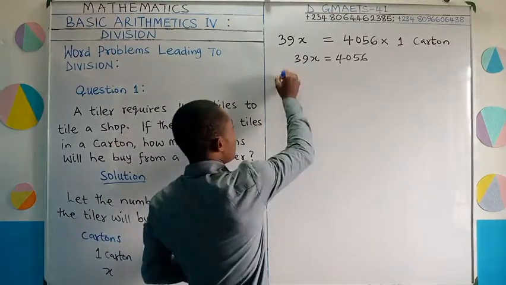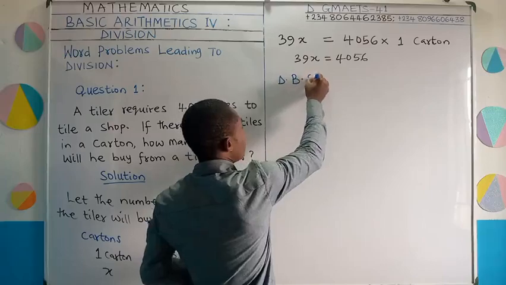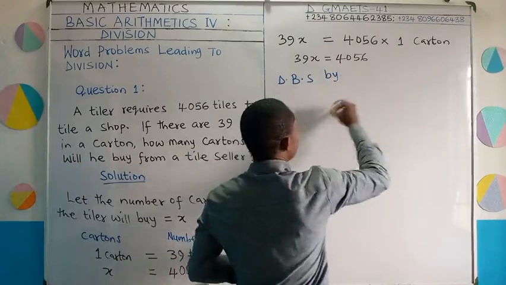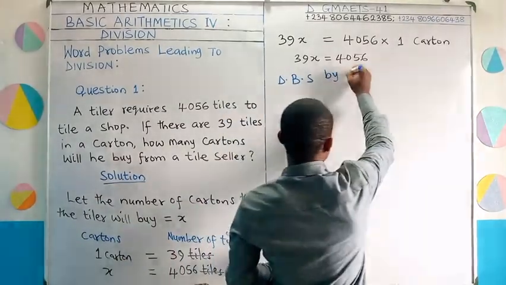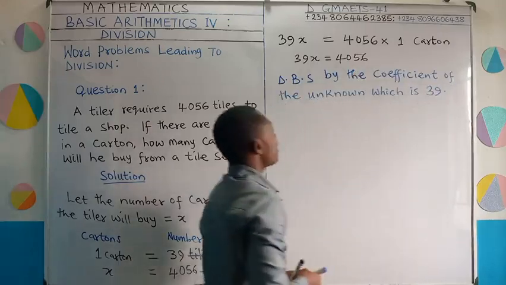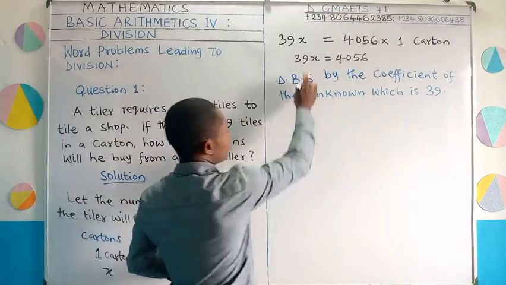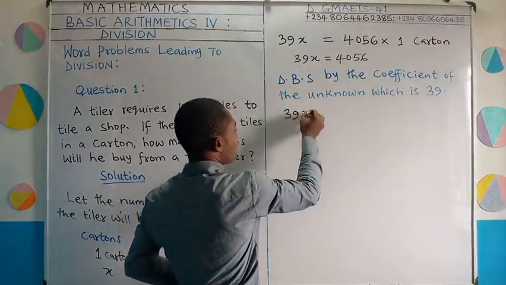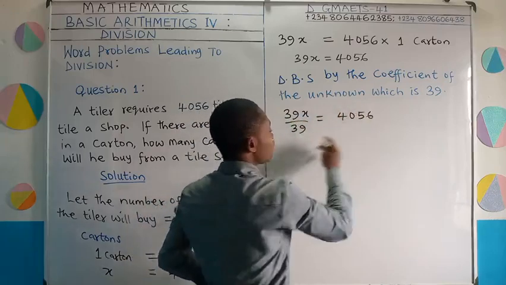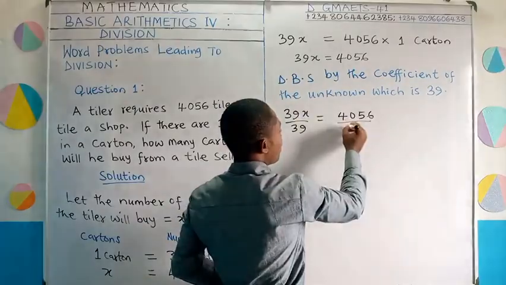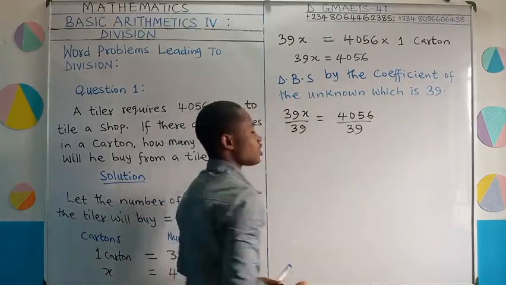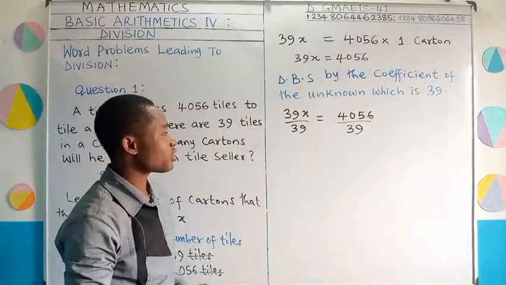So here I'll write DBS. I'm sorry that I have to abbreviate. DBS means divide both sides by the coefficient of the unknown, which is 39. Now I am going to divide both sides by 39, and so I will rewrite this 39x divided by 39. Of course, that 39x divided by 39 will still give you x alone. This is divided by 39. I can simply bring down my x to be equal to 4056 divided by 39, then I'll solve straight.